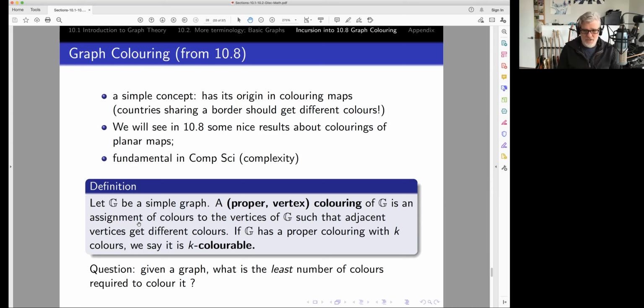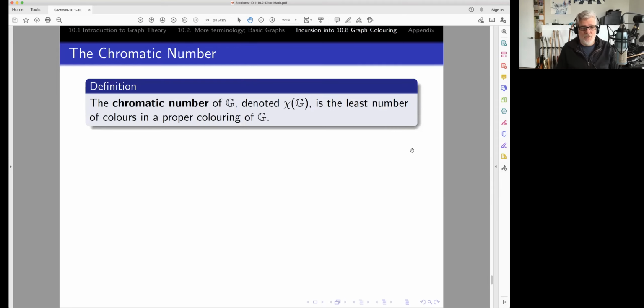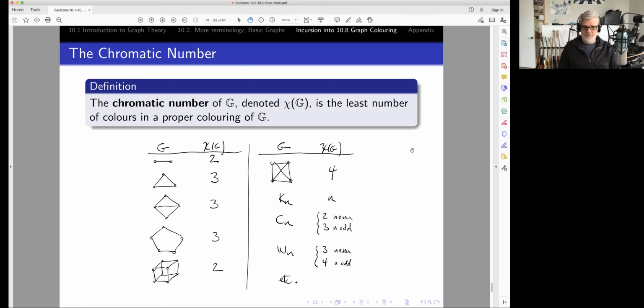Okay, so question, I give you a graph and I ask you, what is the least number of colors that you can use to color it? And this turns out to be a very, very difficult question. Okay, so this number is called the chromatic number of a graph, and the notation is chi of G. Chi is a Greek letter. So this is the least number of colors that you can use for that particular graph. Here are some examples. So the graph K2, the edge, it requires 2 colors. Obviously, you don't need more.